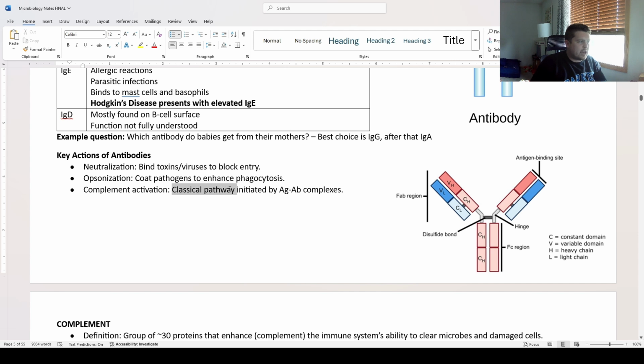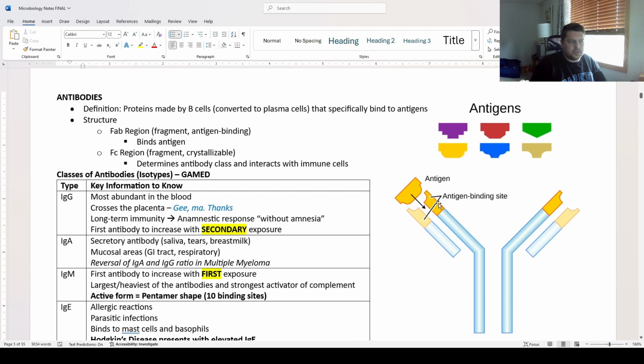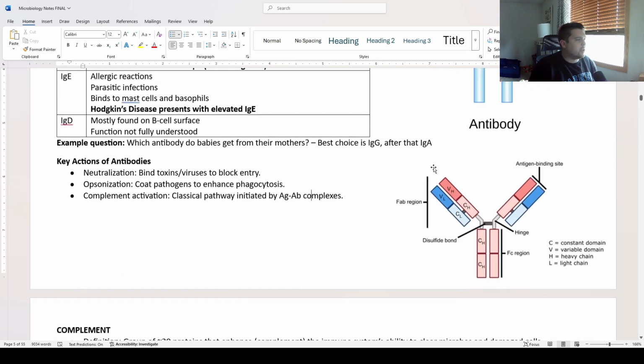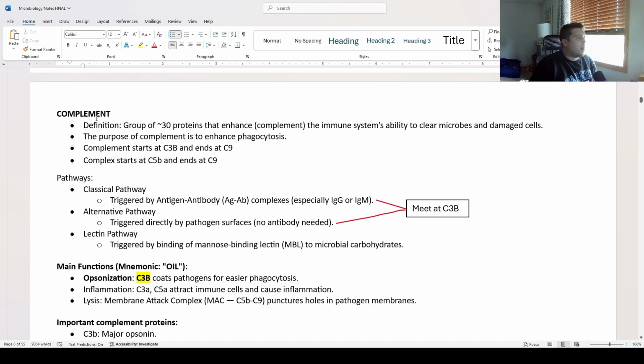The classical pathway, meaning the pathway of inflammation and immune system and immune cell production, is initiated by the antibody complex, by an antigen antibody complex. So when the antigen binds to the antigen binding site on the antibody. Complement itself is a group of about 30 proteins whose job is to enhance or complement the immune system's ability to clear out microbes as well as damaged cells. The purpose is to enhance the phagocytosis.